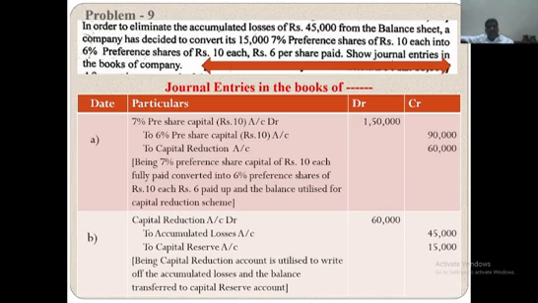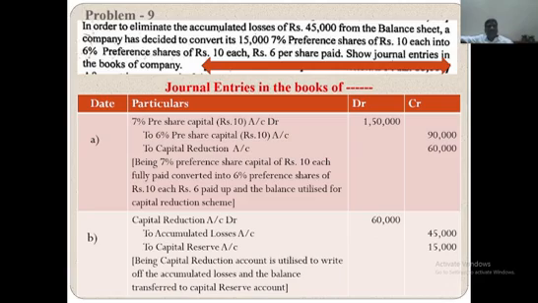So already there are 15,000 7% preference shares. The rate of dividend is 7% on the face value of rupees 10 each. These shares are converted into 6% preference shares at the rate of rupees 6 each. So, journal entry: old preference share capital account debit. Old preference share capital is 7% preference shares, 15,000 shares of rupees 10 each. 7% preference share capital account debit, 15,000 into 10, 1,50,000. To 6% preference share capital account.